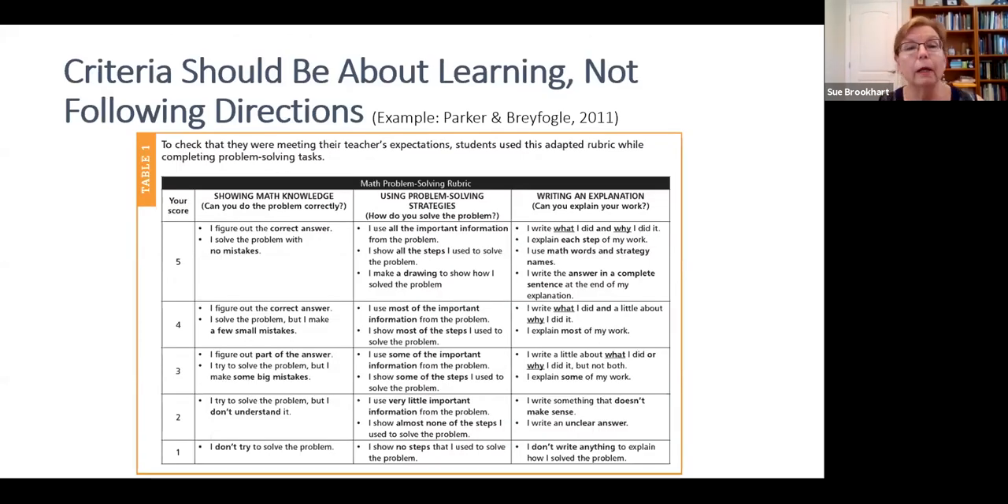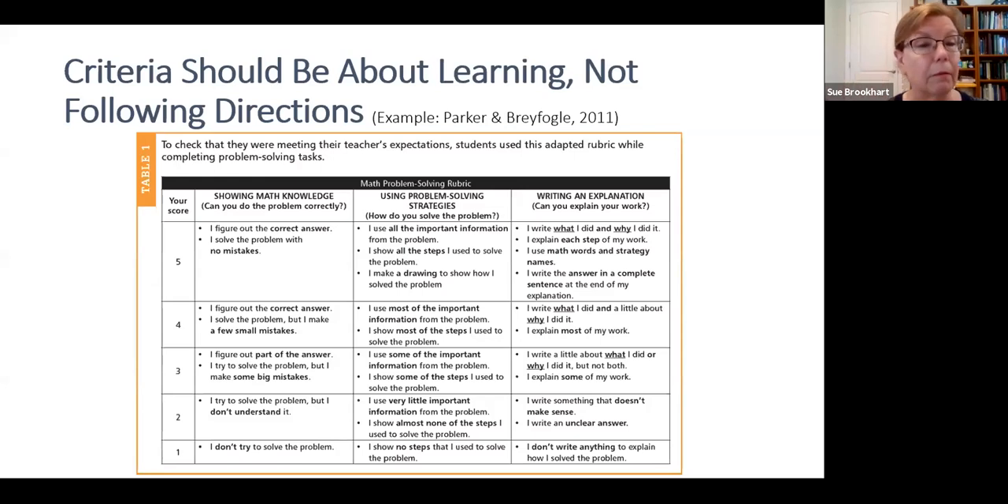So here's a good one. This comes from, I think, another fifth grade, actually. This was published in a magazine called Teaching Children Mathematics. And Brayfogle noticed that her kids could solve their math problems, but they couldn't explain what they did very well. So she picked three criteria. You notice the criteria here are across the top.